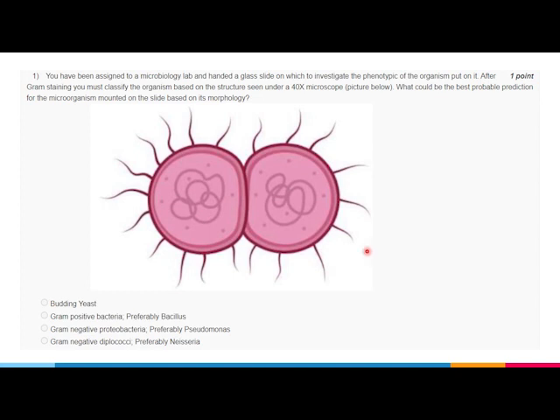And since we see two cocci, meaning spherical shape, two means diplococci, and thus it is gram-negative diplococci. And in the question itself, I would also suggest that obviously it would not be budding yeast because it has a nucleoid, not a nucleus. So we see a chromosome that is not enclosed by a membrane. It cannot be gram-positive bacteria because it is pink in color. And gram-negative proteobacteria we'll get to just.